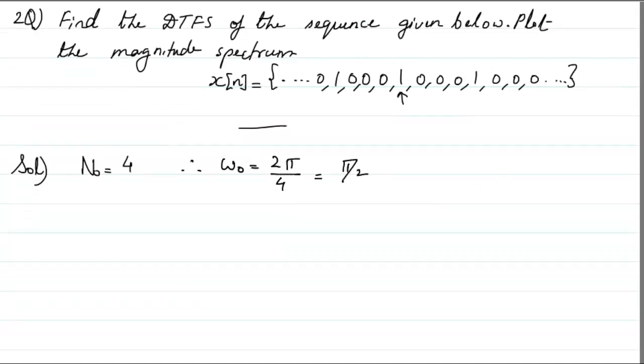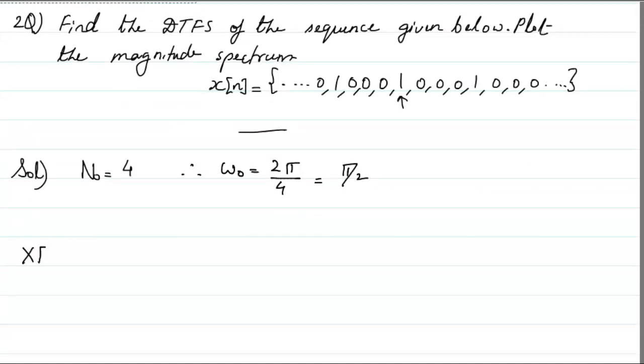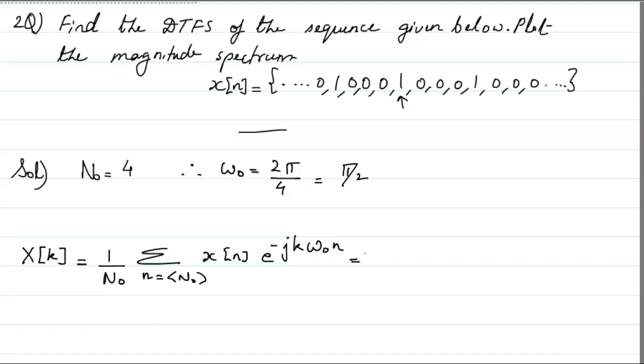The equation we all know, we can find out the DTFS of a periodic signal by using the equation x of k is equal to 1 by N naught summation over n values within the period, x of n e raised to power minus j k omega naught n. Let us substitute the values. N naught is 4. The limit is going to go from n is equal to 0 to 3. Correct? 0, 1, 2, 3. So that is the period.